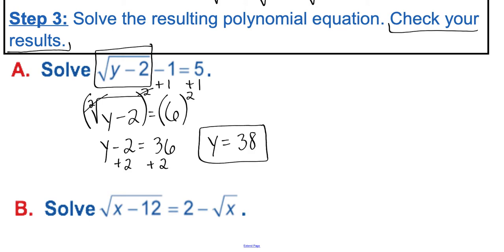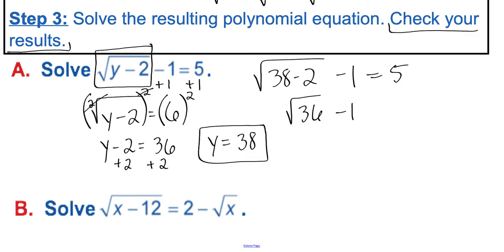Then if we plug that back in, double check it quick. The square root of 38 minus 2, minus 1, equals 5. So this is the square root of 36 minus 1 equals 5. The square root of 36 is 6. So 6 minus 1 equals 5. Yeah, that checks out. 6 minus 1 is 5, so you get 5 equals 5.